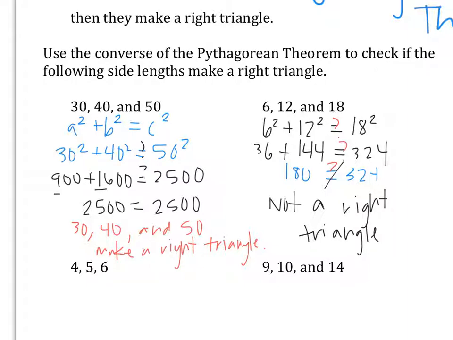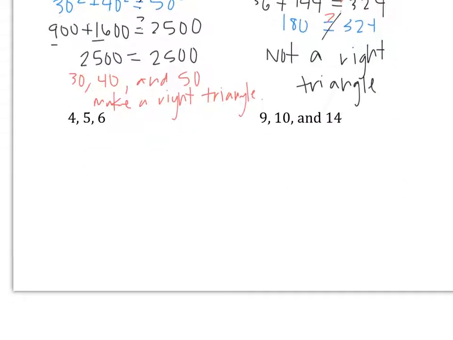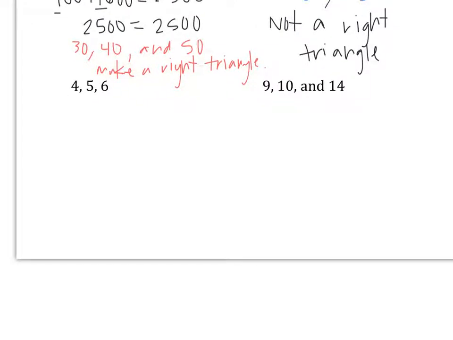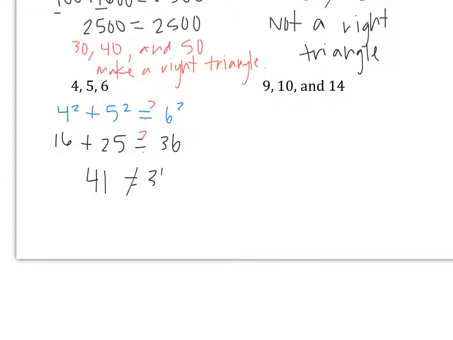Okay, let's take a look at the third example, 4, 5, and 6. So again, I'm going to plug them into A squared plus B squared and see if it equals C squared. So 4 squared plus 5 squared, does that equal 6 squared? I'll put a little question mark. 16 plus 25, does that equal 36? Well, no, because 16 plus 25 is 41. 41 does not equal 36. So this is not a right triangle.